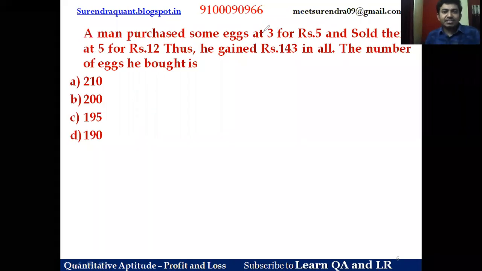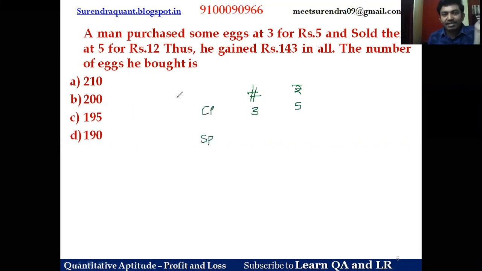A man purchased some eggs at 3 for 5 rupees. So the number of eggs is 3 and the amount paid for it is 5 rupees. This is in terms of CP, and the SP reference is, he sold them 5 for 12. So 5 eggs for 12 rupees. Thus he gained 143 rupees in all. The number of eggs he bought is? This is one of the finest questions, dear friends.